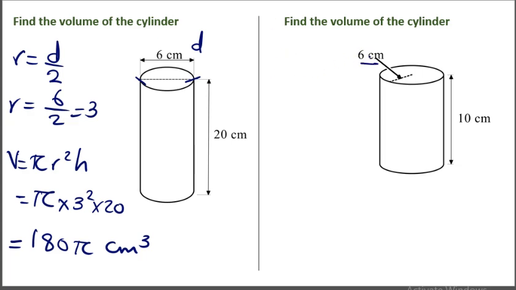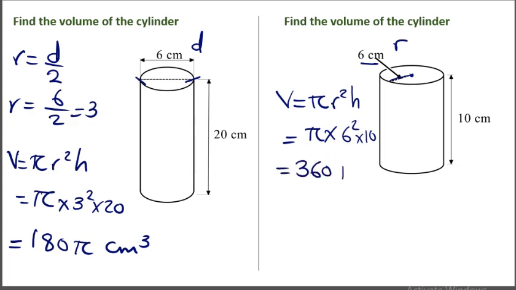6 here is radius or diameter? 6 is pointing to the circle, so is it radius or diameter? Okay? But it is from the center to the edge, so it is a radius. So the radius is already here, so the volume will be π r squared h, the radius is 6, π times 6 squared times 10. 6 squared is 36. 36 times 10 is 360π centimeter cubed.